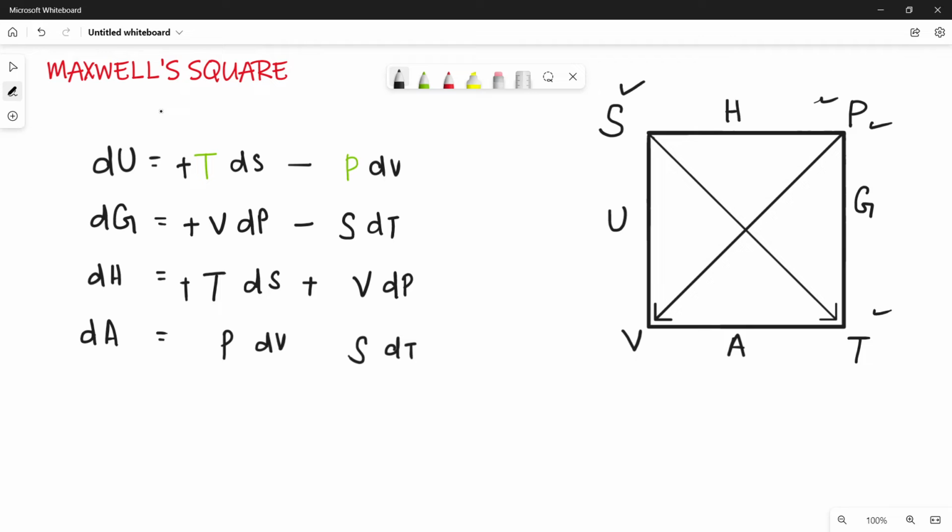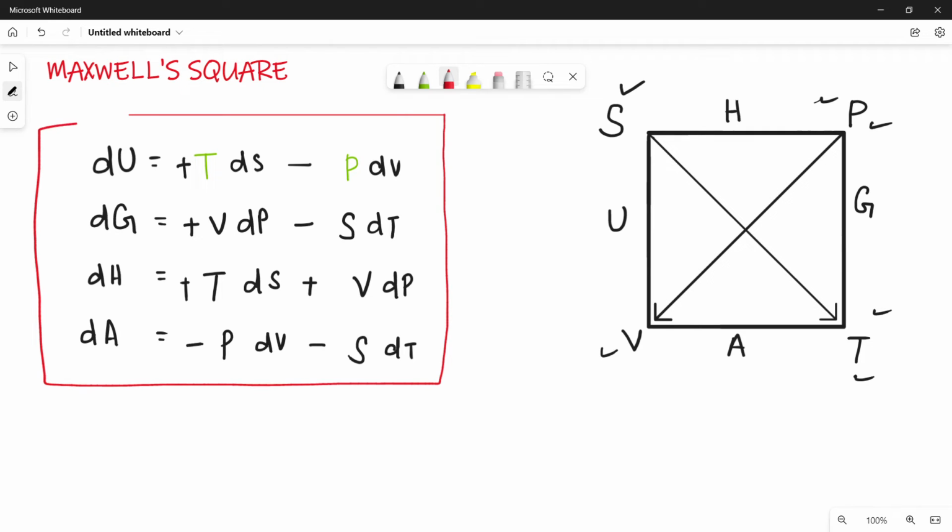And the signs depend on this S and T. In both cases the arrowhead is there, that's why we have to put the negative signs. So these are the relationships, or the equations, that we can find out using the Maxwell square in thermodynamics. I hope you understand this.